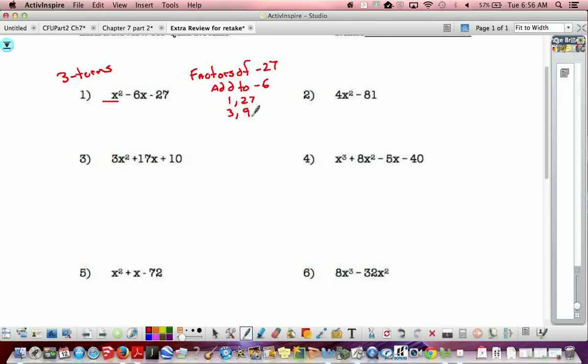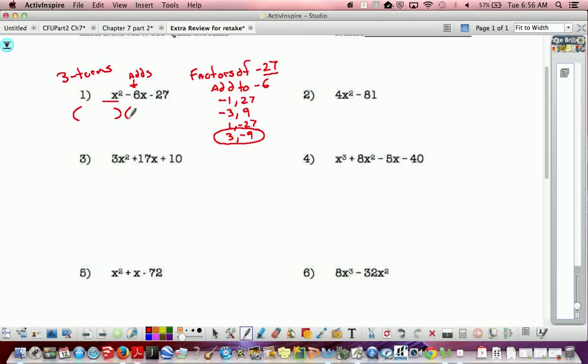So the thing here is, since it was a negative 27, one of these factors has to be positive, one has to be negative. So I suppose you could have negative 1 and 27, 1 and negative 27, negative 3 and 9, and then 3 and negative 9. So the question is, which set adds, again, to that negative 6? Look at that last pair. 3 and negative 9 add to negative 6.